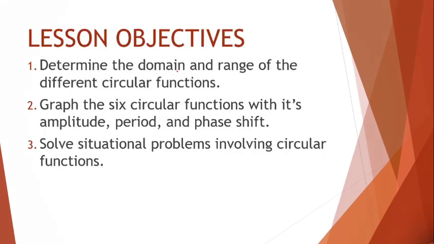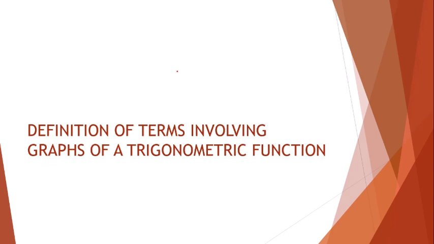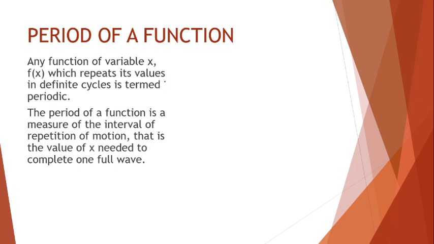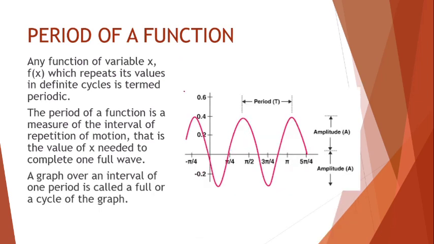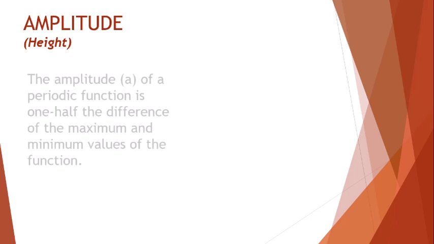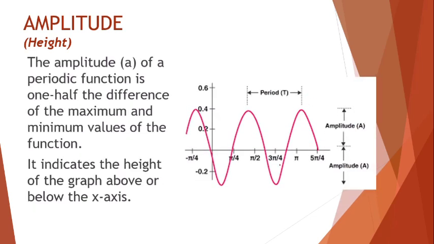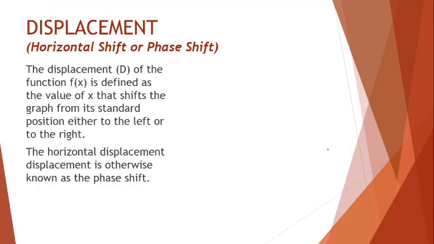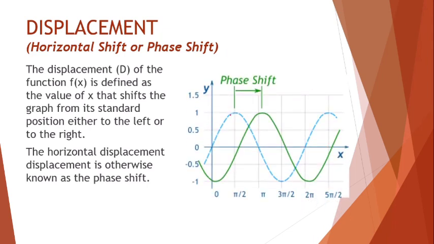So now, let's go back to our lesson objectives. Definition of terms: the period of a function, which we said is the limit, and the amplitude, which is the height, from up to down, or from down to up. Displacement, of course, is the horizontal phase shift.